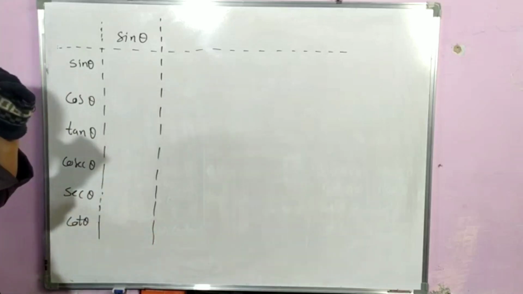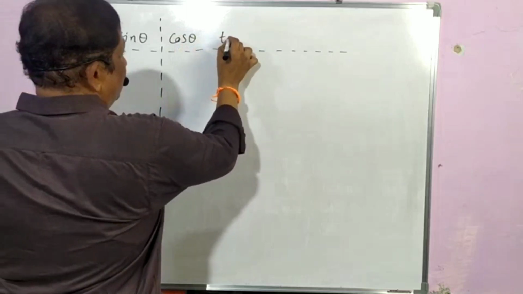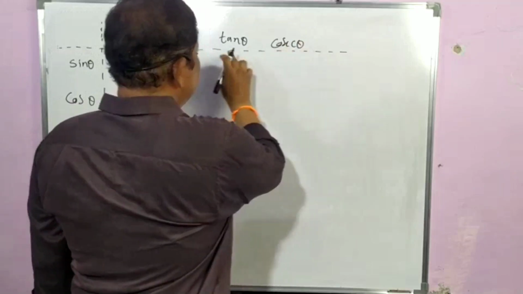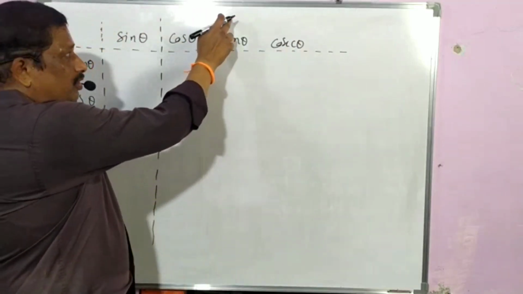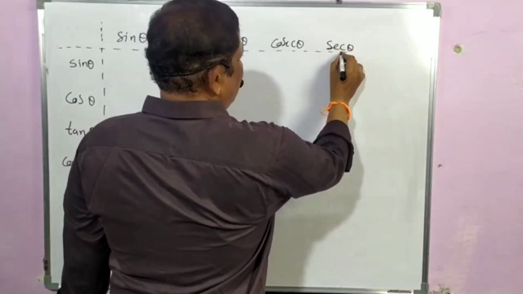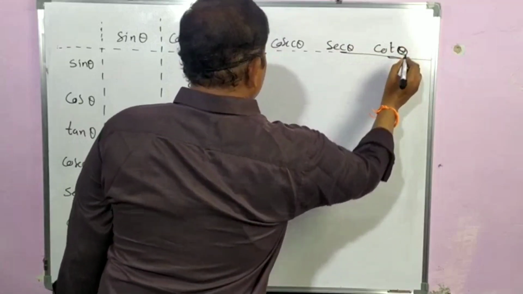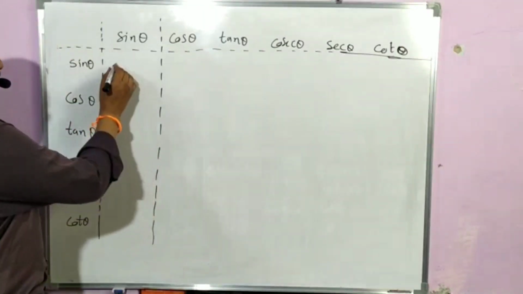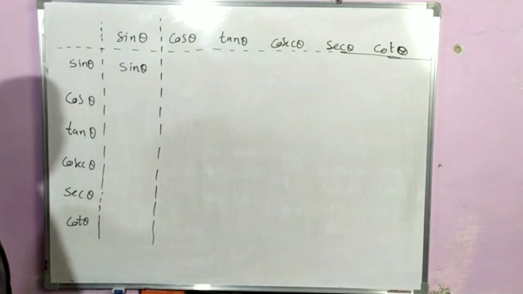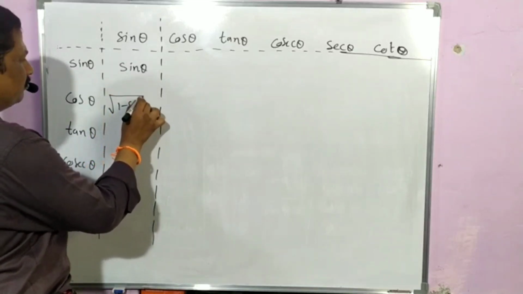Okay, let us see. Sine, cos theta, tan theta, cosecant theta, secant theta, finally cot theta. So now you see sine in terms of sine, sine only comes. Cos in terms of sine, we have found root of 1 minus sine square theta.